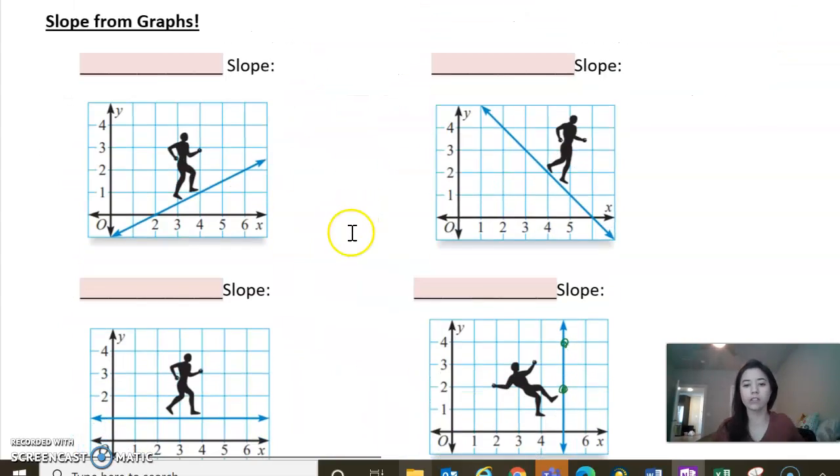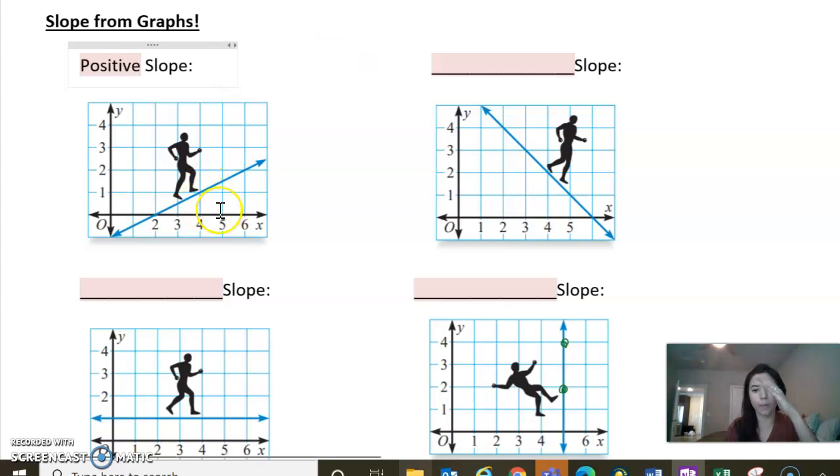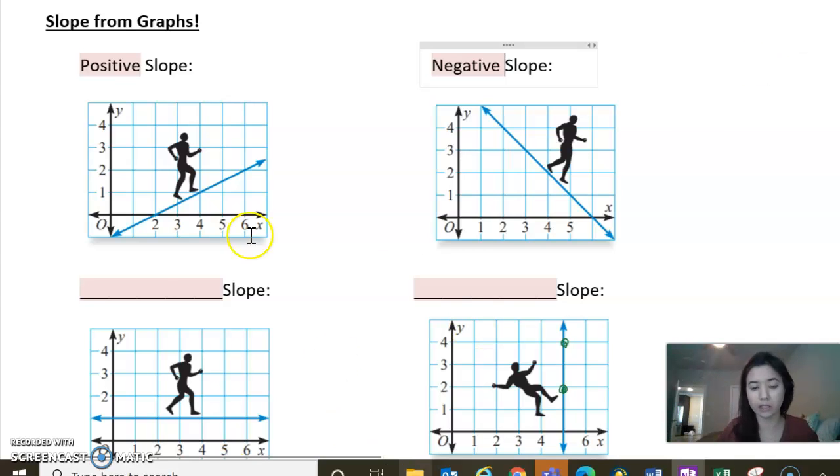Let's talk about getting slope from a graph. There are 4 different kinds of slope that we can see from graphs. This first one is called a positive slope. When it is pointing upward, as you read it from left to right, if your person is jogging uphill, it is a positive slope. If our person is jogging downhill, our line is pointed down towards the ground as we read it from left to right like a book, then we have what is called a negative slope. So positive pointing up, negative pointing down.